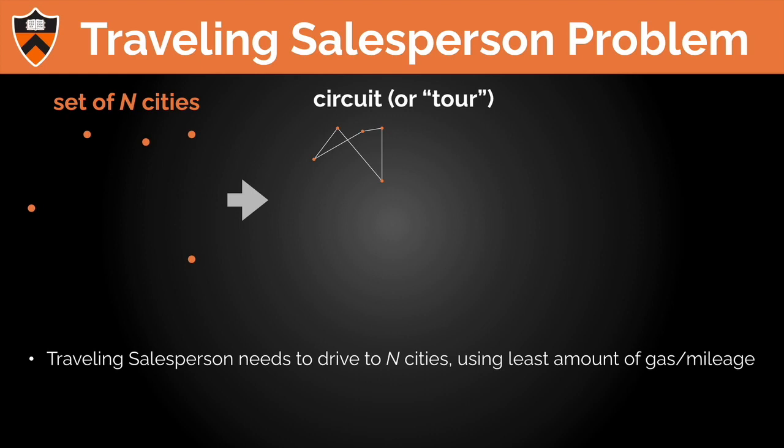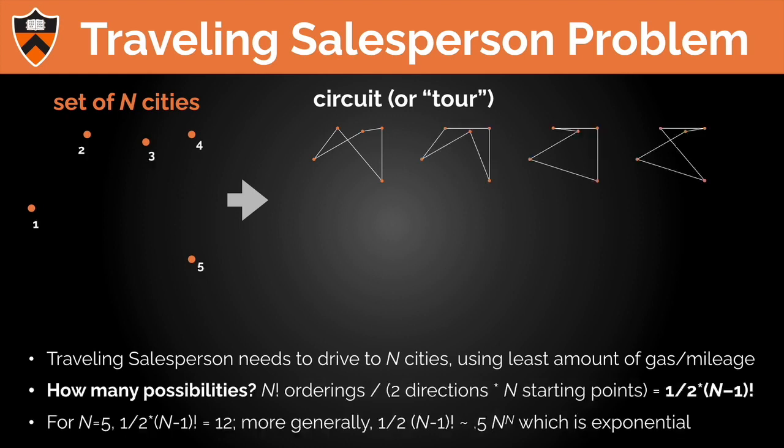So here's one circuit, one possible solution. But as you can see, there are many, many, many possible solutions. So one question that we would ask ourselves is how many possible solutions are there? So here I have 5 cities, and I've already found 4 tours, but are there more? And yes, there are. The number of possible solutions are all of the permutations, so the n factorial orderings of the cities, divided by the number of directions, because we could take them in one direction or the other. So divided by 2, and divided by all of the starting points that we could have.